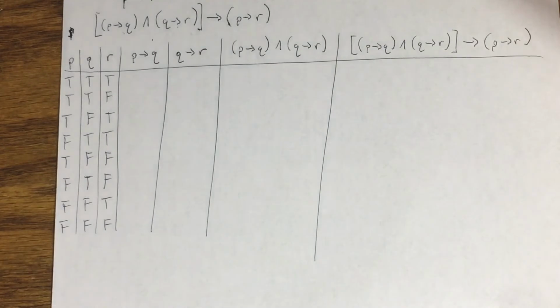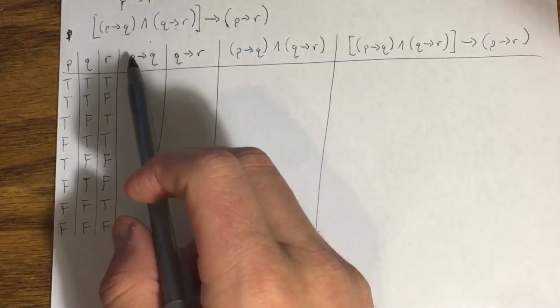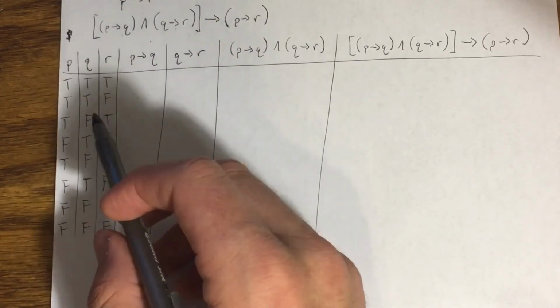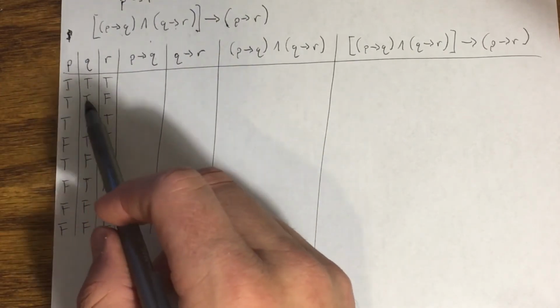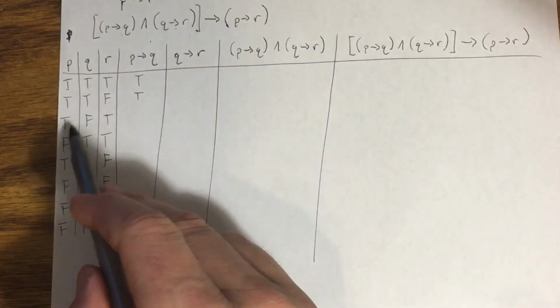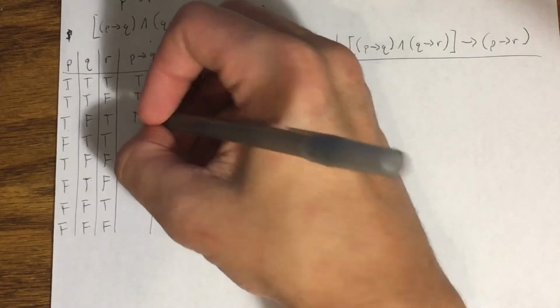Okay, that's all possible combinations, and you should be able to see that I have 8 rows. Next up, we're looking at P implies Q. First column implies the second. So I have true implies true, true implies true for my first two. That's true, and that's true. True implies false gives me false.